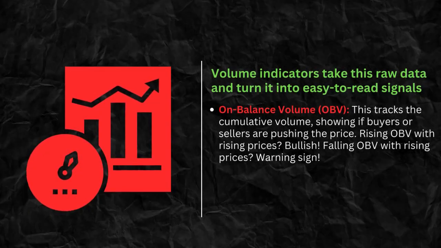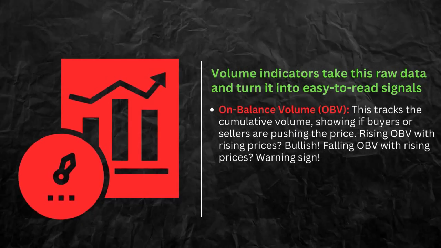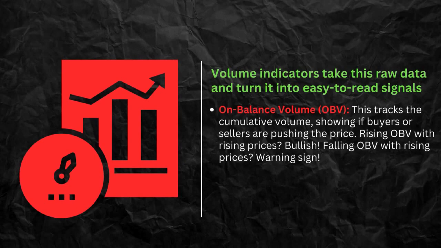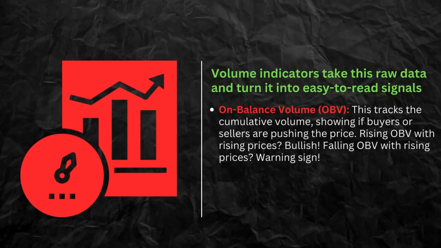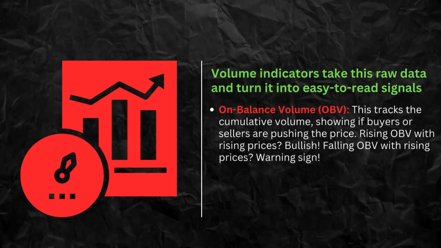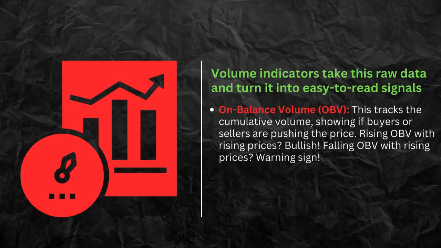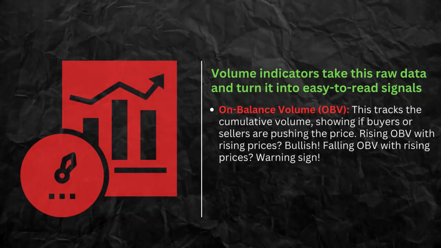So volume indicators take this raw data and turn it into easy to read signals. The first one is On Balance Volume, or we can also say OBV. This tracks the cumulative volume, showing if the buyers or sellers are pushing the price. If you see a rising OBV with rising price, it means it's bullish. And if you see a falling OBV with falling price, the market is bearish.